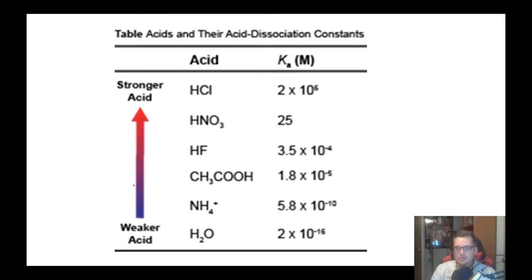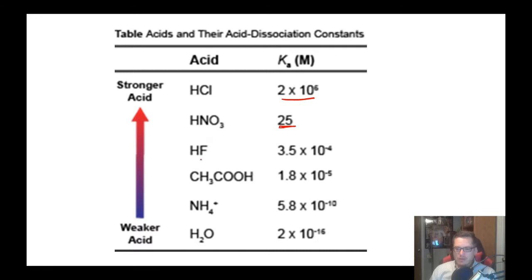So here are some examples of acids. Hydrochloric acid, we know that's one of our strong acids. Its Ka value is 2 times 10 to the 5th. That's a pretty big number, like 200,000 or something like that. Nitric acid is also a strong acid, but its Ka value is only 25. Still a strong acid, though. It completely dissociates and makes lots of products. No HNO3 is left over.